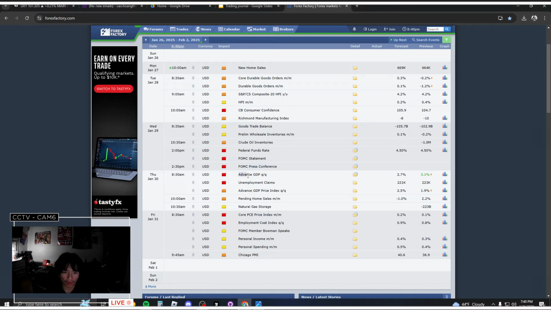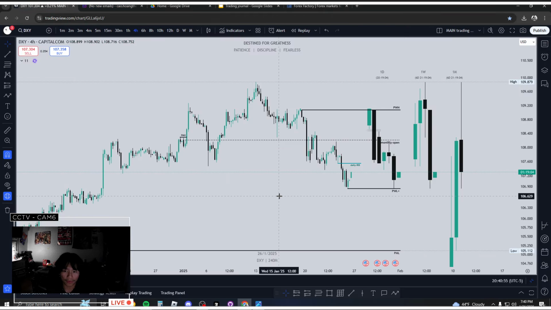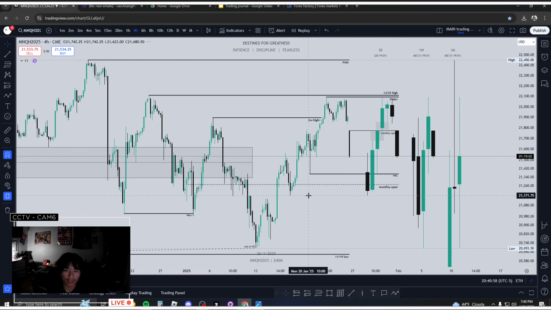We have advanced GDP and unemployment claims here on Thursday, so that's pretty crucial as well. On Friday we have core PCE price index and employment cost index as well. So we have a pretty eventful week this week. But the most crucial thing here coming into this week is the FOMC on Wednesday. And let's get into NQ here.